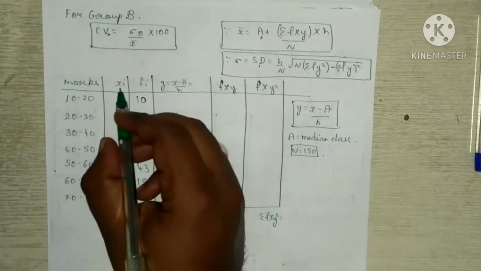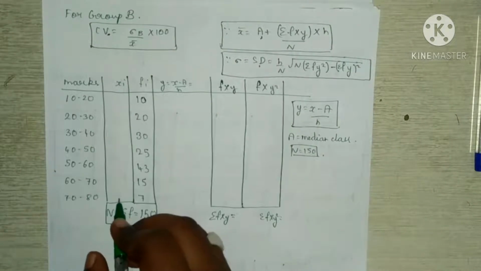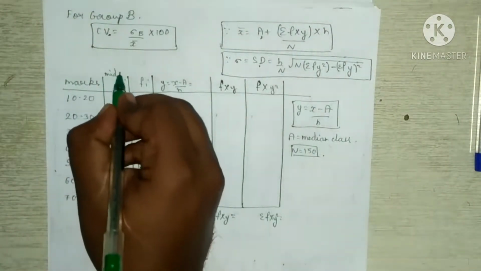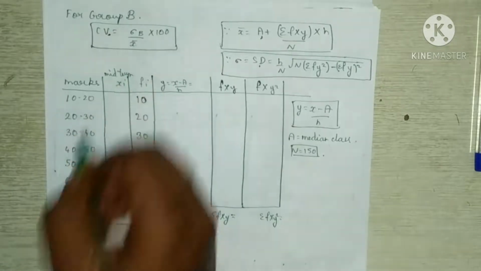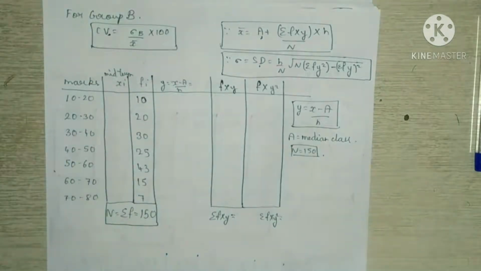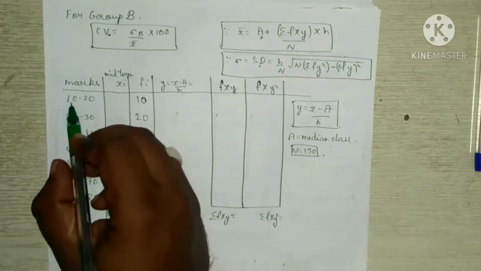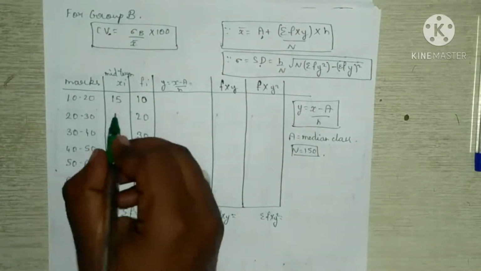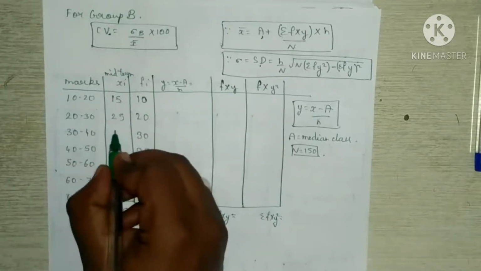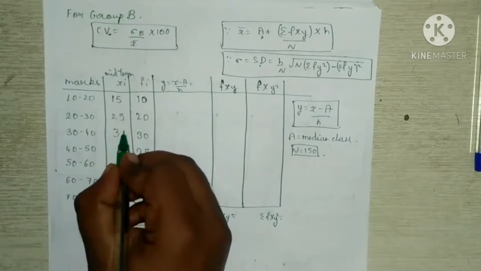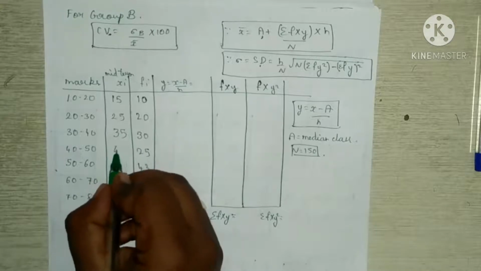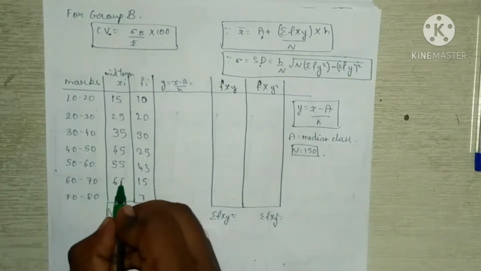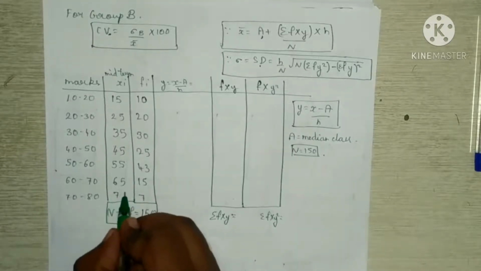Okay, first we need to find the x term, the midpoint. This is nothing but the midterm of marks. Midterm of 10 to 20 marks is 15. 20 to 30 is 25. 30 to 40 is 35. 40 to 50 is 45. 50 to 60 is 55. 60 to 70 is 65. 70 to 80 is 75.